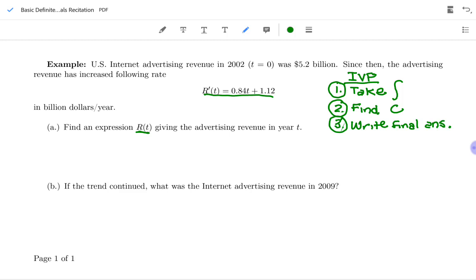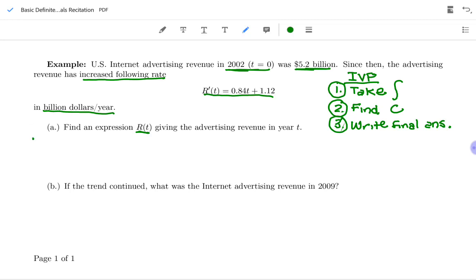So I'm going to keep calm with this unfamiliar setup. If I have a word problem, it's probably just an initial value problem. So we have the U.S. internet advertising revenue in 2002, which is our time 0, was $5.2 billion. So initially they already had $5.2 billion in revenue from advertising on the internet. Since then, the advertising revenue has increased following the rate, this R prime of t, and it's in billions of dollars per year. So I know the rate at which this revenue from advertising on the internet is increasing, and I want to figure out what's the net revenue that we're getting in a given year t. So I want to find this R of t, and I'm given R prime.